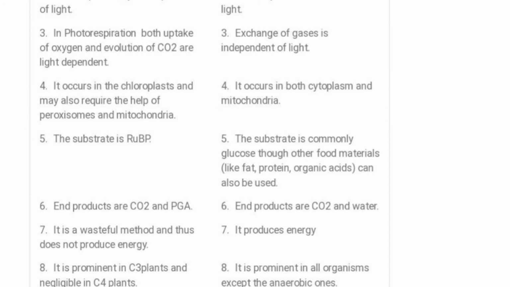Difference number 5. The substrate is RuBP, ribulose bisphosphate. Clear? In photorespiration, this is the very important substrate that accepts the O2. That is why we say oxygenation of RuBP. Always keep in mind that this takes place with the help of the enzyme Rubisco.